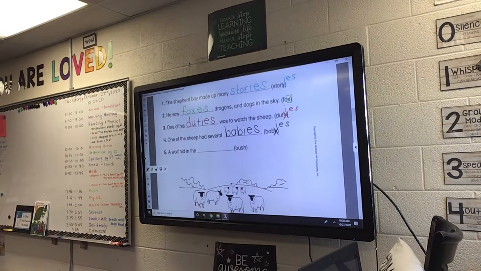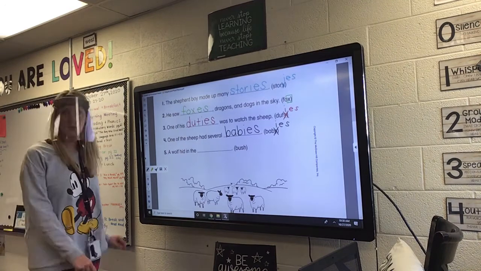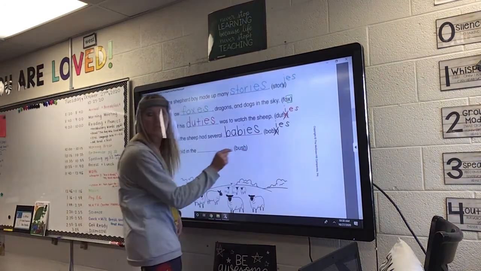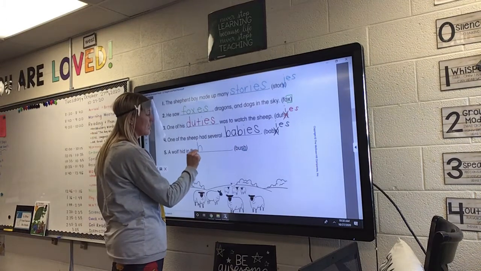Last one. A wolf hid in the blank. I have the word bush. How do I make it more than one? I want bushes. Kinsley? Yes, you put an ES because it ends in a SH. So I want bushes.